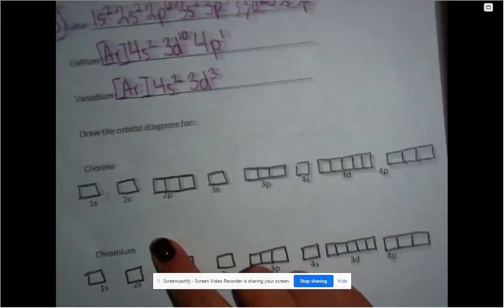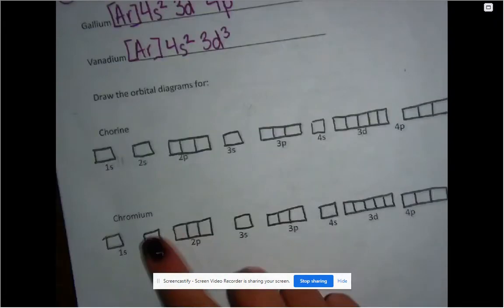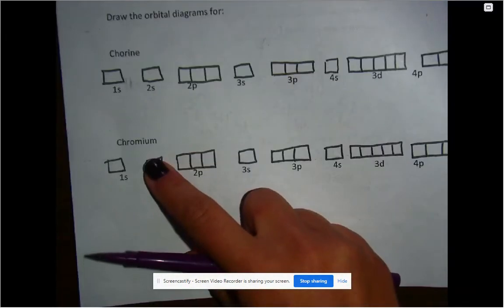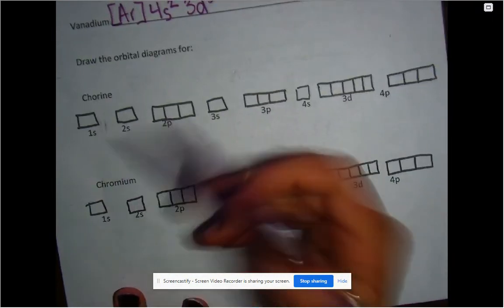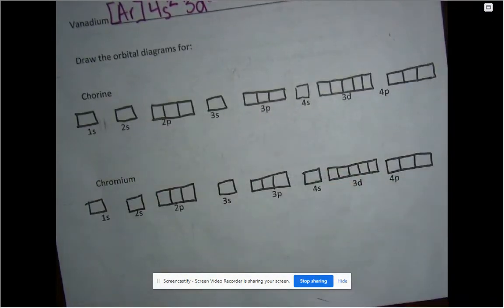Down here, orbital diagrams. I do want to just go over this because we're going to look at chromium real fast, because I do want to show you what I'm probably never going to test you over, but it's good for you guys to hear it, being advanced. So let's deal with chlorine first. So orbital diagrams.